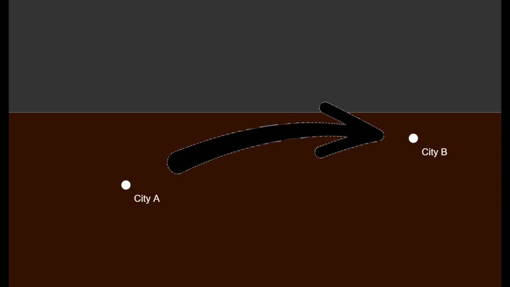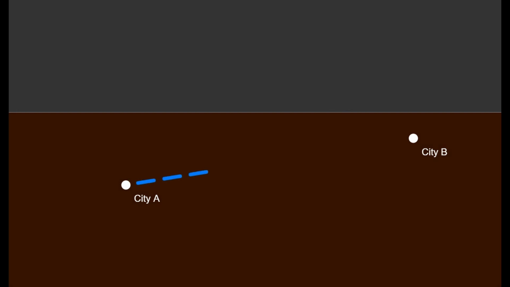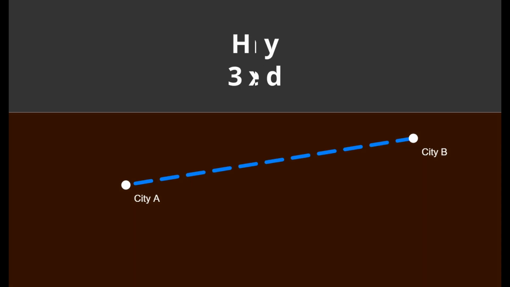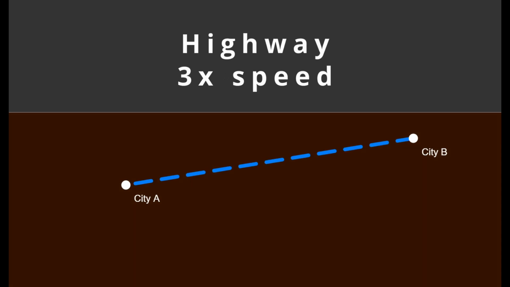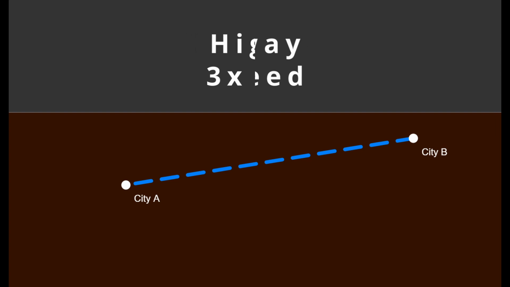Here's our setup. We have city A and city B, and we're trying to find the fastest possible way to go from A to B. The obvious approach would be to take a straight line path, but let's introduce a twist. There's a faster region above where the speed is 3 times more than the bottom region.